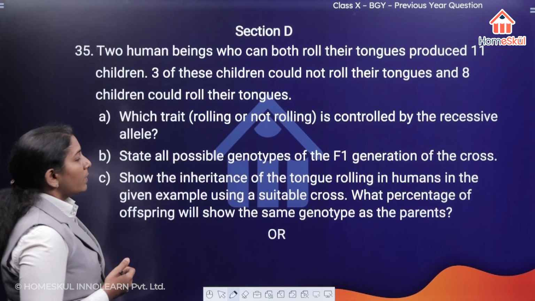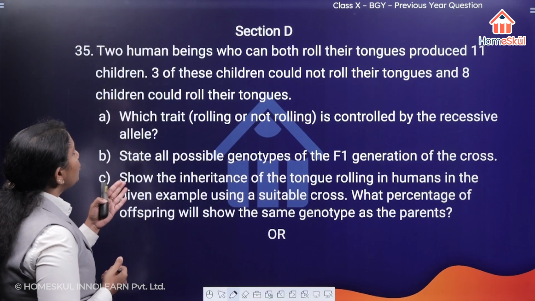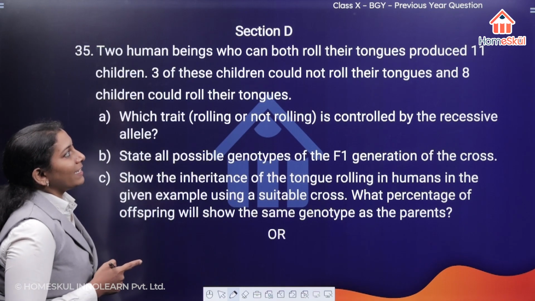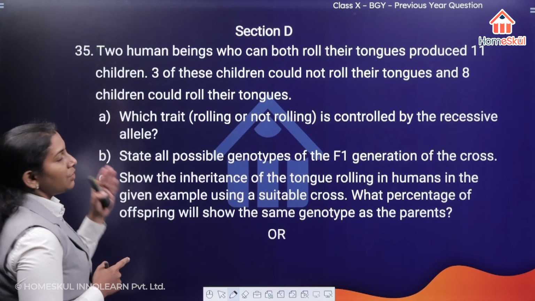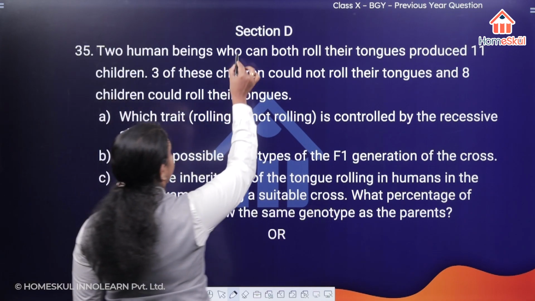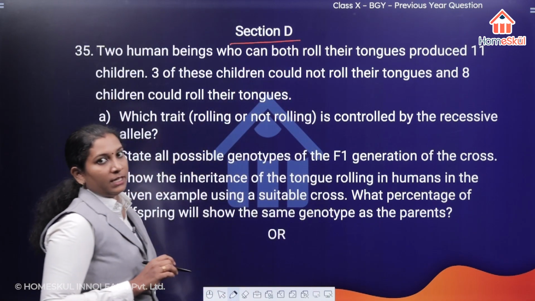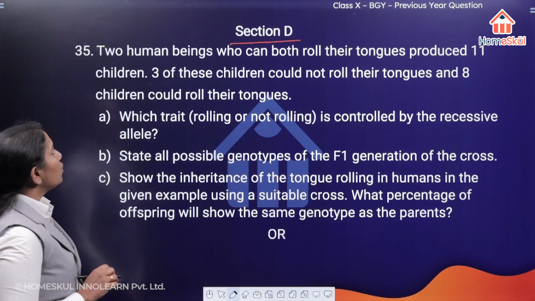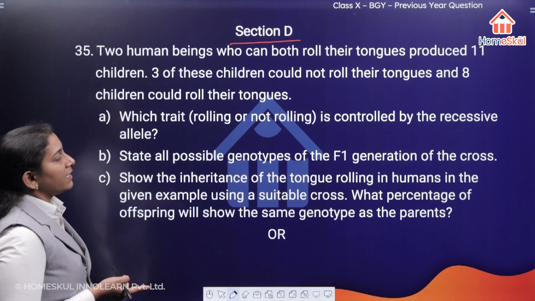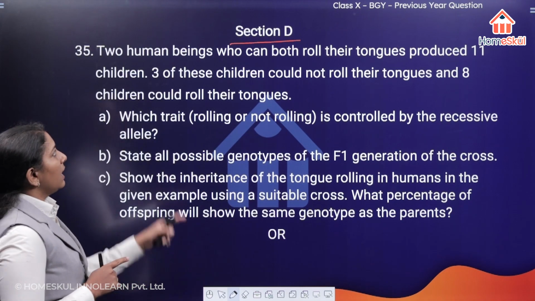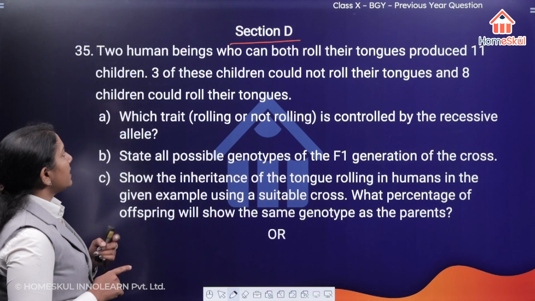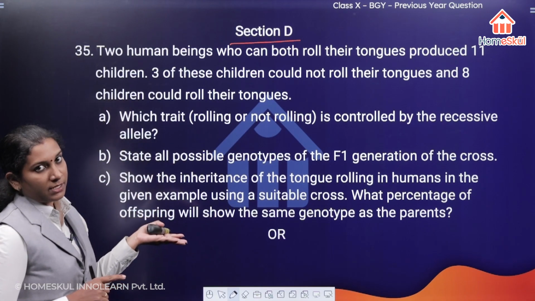Then question number 35. Two human beings who can both roll their tongues produced 11 children. This question is actually from section D, so you have to explain these questions, right? Two human beings who can both roll their tongues produced 11 children, and 3 of these children could not roll their tongues and 8 children could roll their tongues, right?